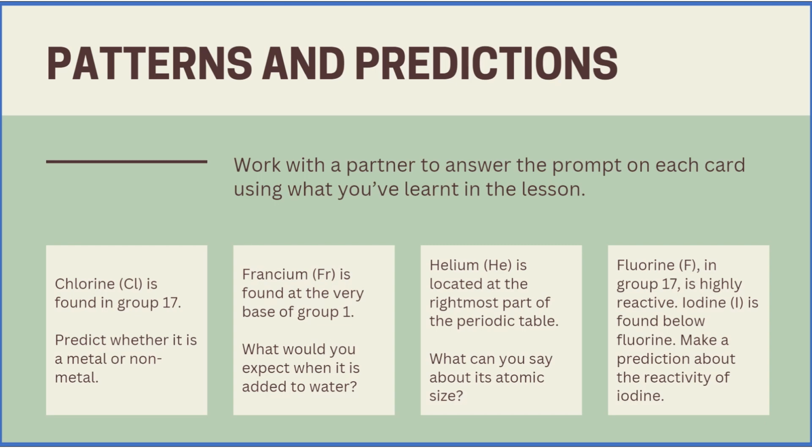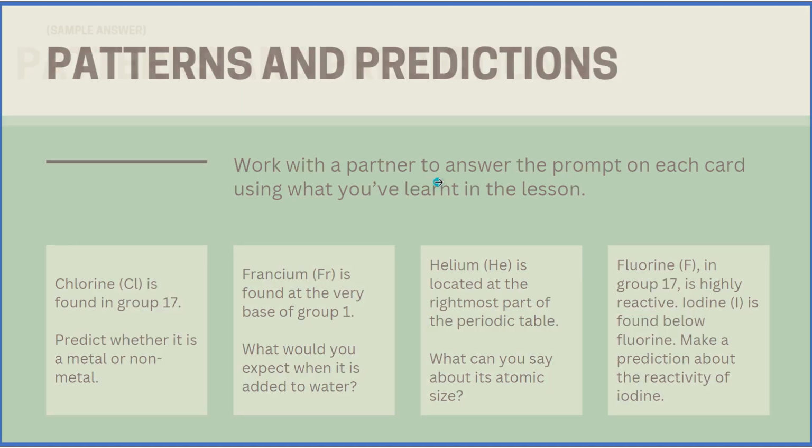Now francium, that is Fr, is found at the very base of group 1. What would you expect if this is added to water? What will happen? Helium is located at the rightmost part of the periodic table, that is, helium is also a noble gas. So what can you say about its atomic size? Now fluorine is in group 17, like chlorine, and is highly reactive. Iodine is found below fluorine. Make a prediction about the reactivity of iodine. Which is the more reactive one, fluorine or iodine?